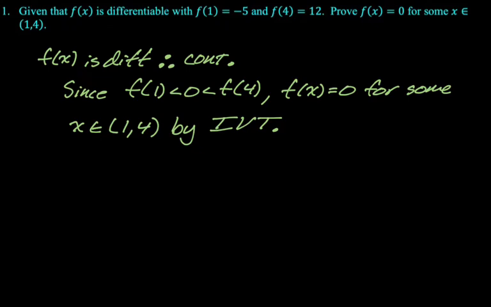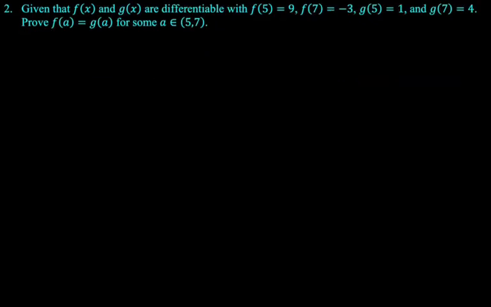All right, new problem. Given that f of x and g of x are differentiable, and therefore continuous, with f of 5 is 9, f of 7 is -3, g of 5 is 1, g of 7 is 4, we want to try to prove that f of a equals g of a for some a element of [5, 7]. I tend to forget to do this for a, and I usually just do it for x, which I think I've done on this problem too. So this is another common thing. You just want to have a certain toolbox of things that you can use on certain types of problems, and this is what I do on this type.